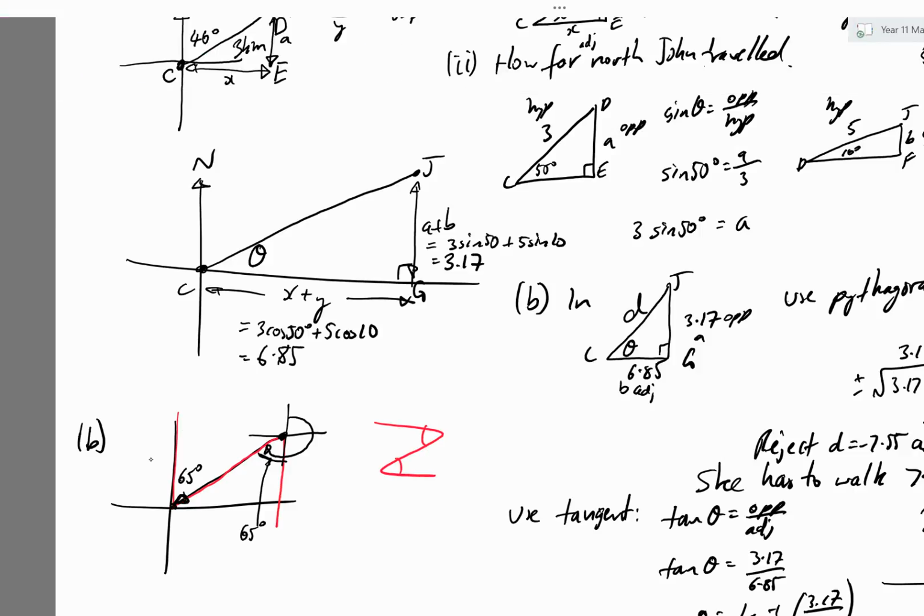So the bearing back will be 180 degrees, okay, from north to south, plus that 65 degrees. Okay, so 245 degrees true.